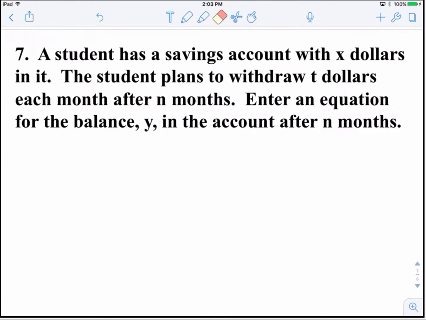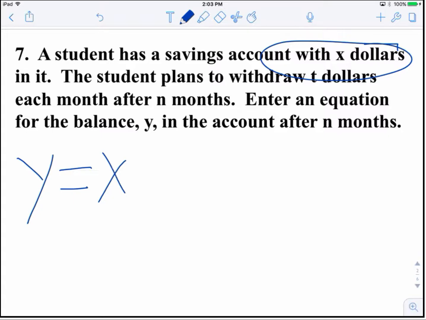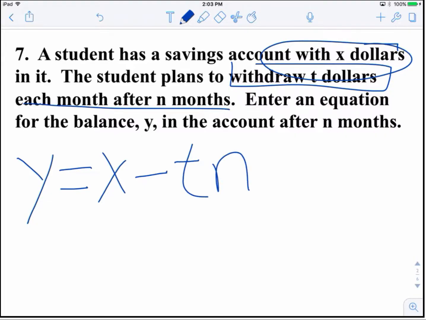A student has a saving account with X dollars in it. The student plans to withdraw T dollars each month after N months. Enter an equation for the balance, Y, in the account after N months. So our balance is Y, and we start out with X amount of dollars, so we give it an X, and we need to withdraw T dollars, so withdraw means a minus T, and each month, so that times N. So our equation is Y equal to X minus Tn.